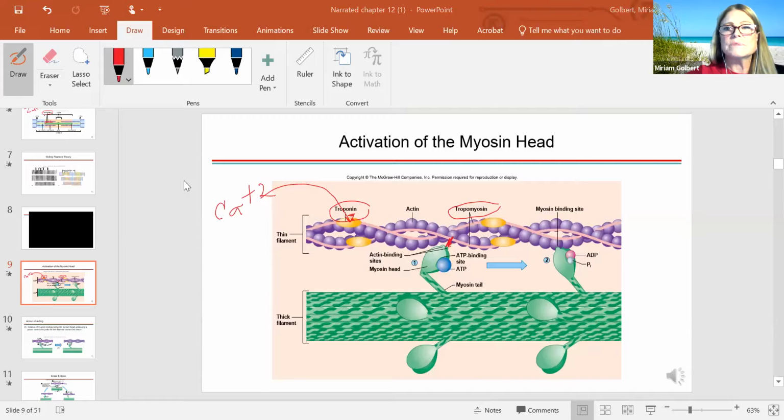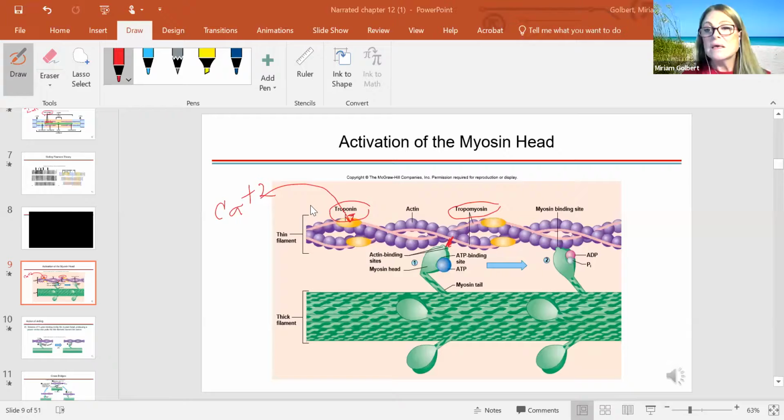Okay, so that's when ATP comes in, right? ATP, your high energy molecule. And I'm gonna tell you something about ATP that is gonna blow your mind. And I hope it does, because it did when I figured it out.